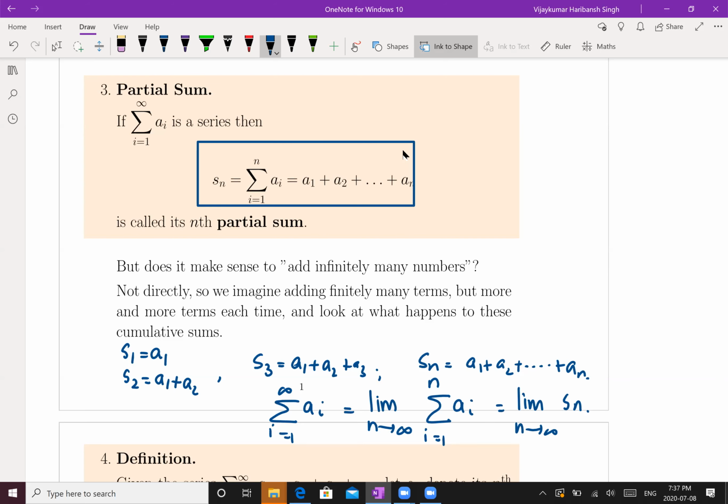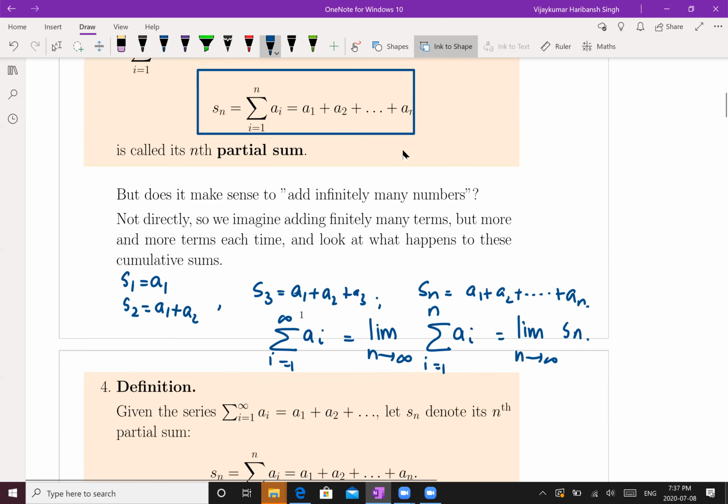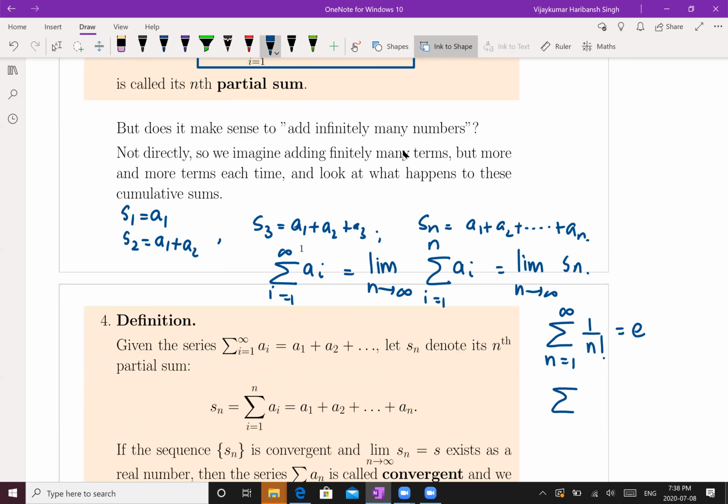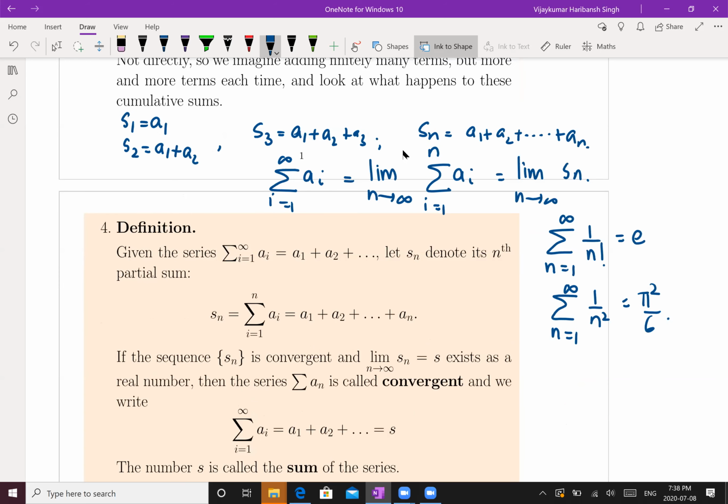All right. So now there are some interesting series which you can see. If you go on Wolfram Alpha, you will see that summation n equals 1 to infinity of 1 by n factorial is equal to e. Similarly, summation n equals 1 to infinity of 1 by n square is pi square by 6. Another example is summation n equals 0 to infinity of minus 1 to the power n upon 2n plus 1, which is pi by 4.